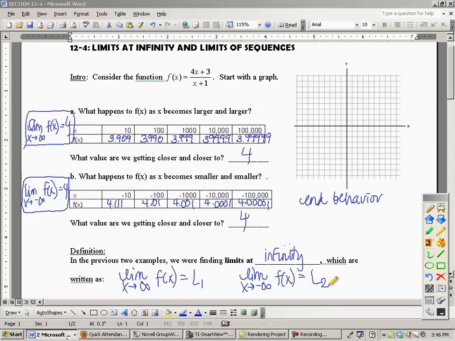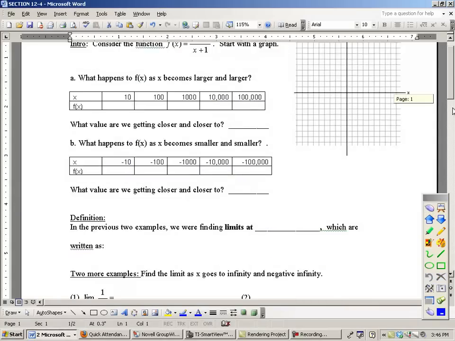But I want to keep this idea, okay? And so what we have done for this intro is really looked at the idea of an end behavior graph and as it approaches a specific number. So what we're going to do is look at different limits at infinity and then use them to help us actually evaluate limits. So let me slide this down.